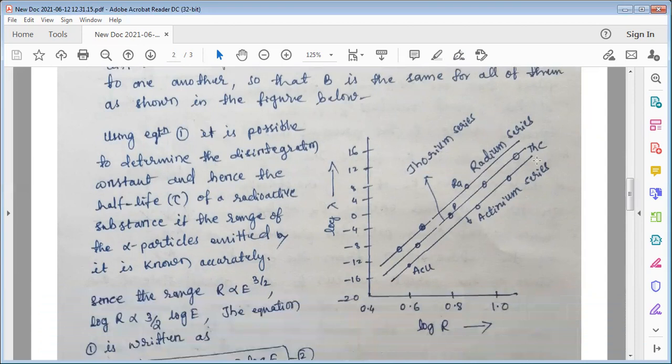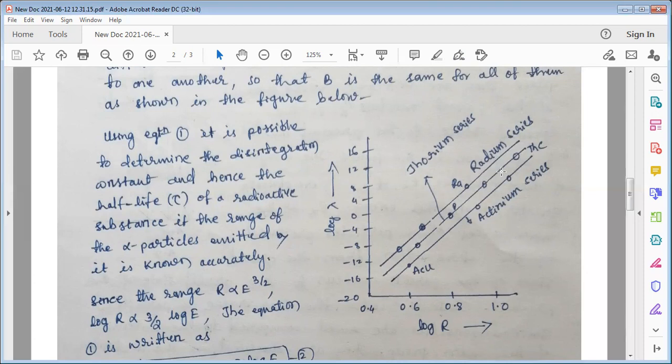So this is the diagram, or the plot. It is the graph plotted log lambda versus log r. Here we have obtained three straight lines, because this Geiger-Nuttall law is given by log lambda is equal to A plus B log R.